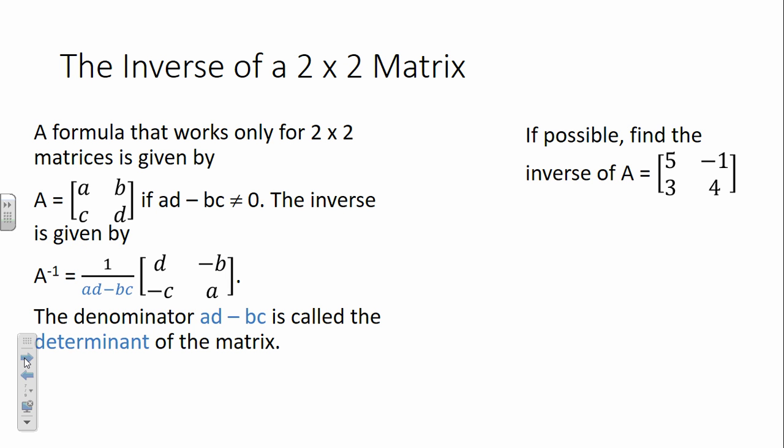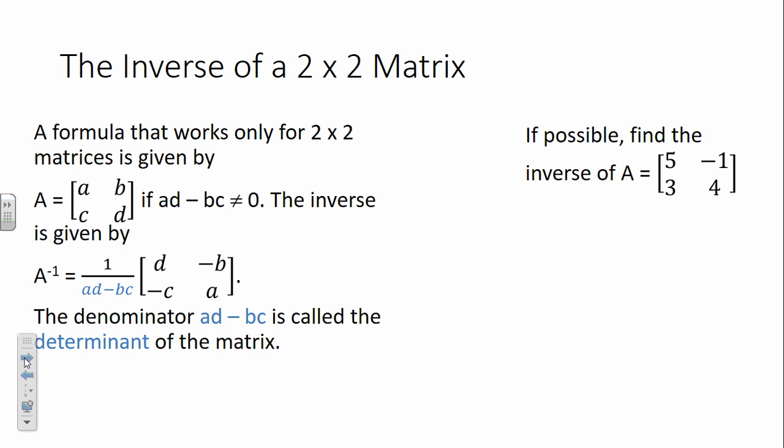So to find the inverse of a 2 by 2, which only works for 2 by 2, not 3 by 3, not 4 by 4, and so on, if we have a matrix A that has elements A, B, C, and D, and AD minus BC is not equal to 0, then the inverse for this 2 by 2 exists. And it's written as 1 over AD minus BC times a mixed up matrix.